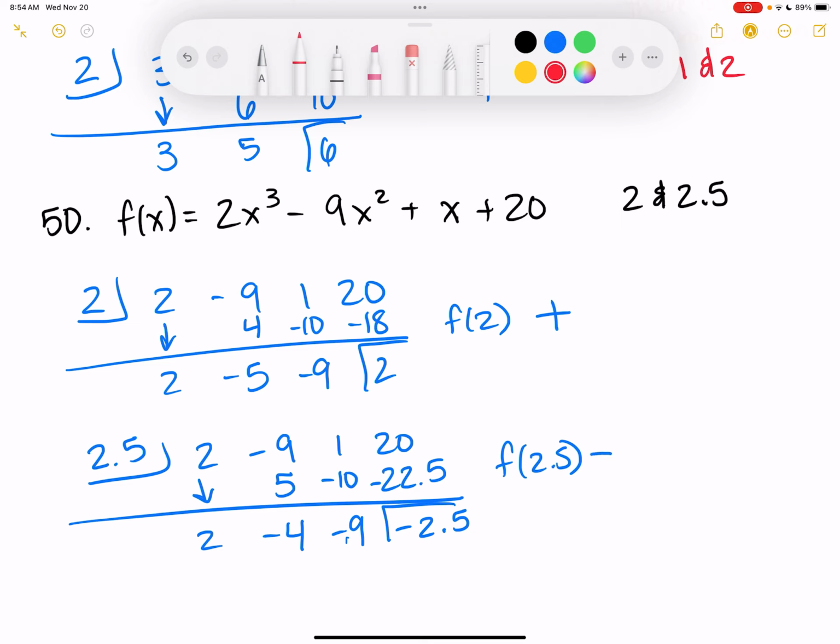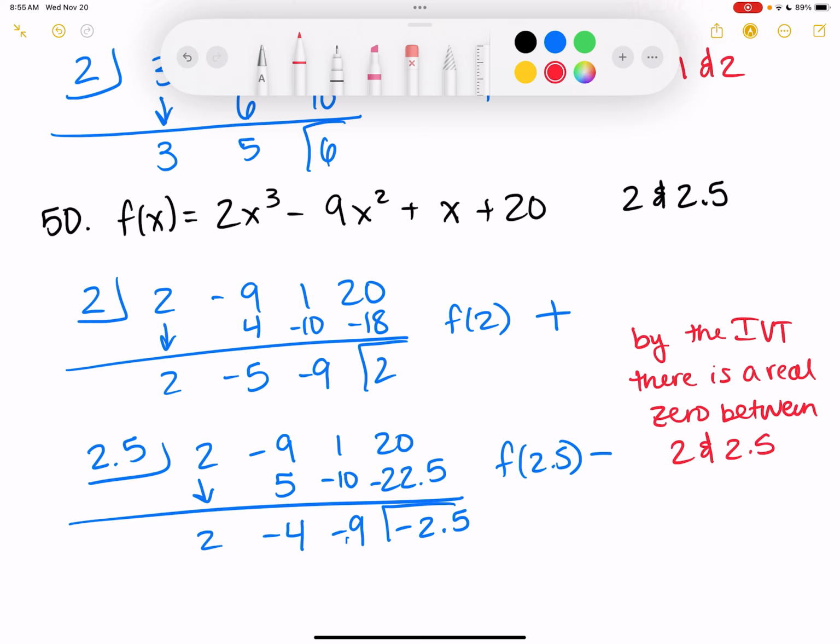So then I would say by the intermediate value theorem, there is a real zero between 2 and 2.5. So on the quiz, you would need to have this to explain what you have shown, by the fact that one is positive and one is negative. Okay, so you need this concluding statement with these problems. Any questions about that?